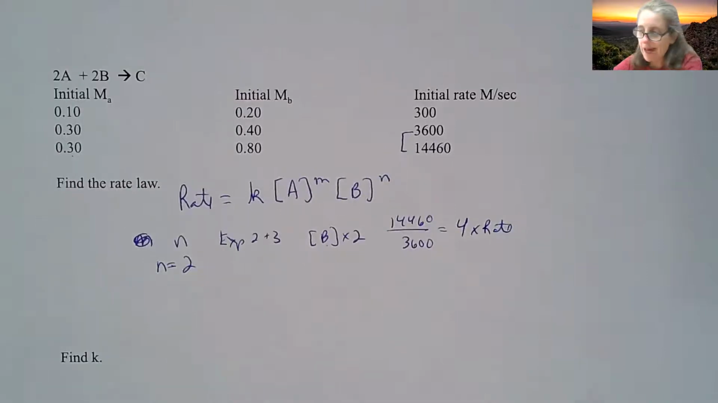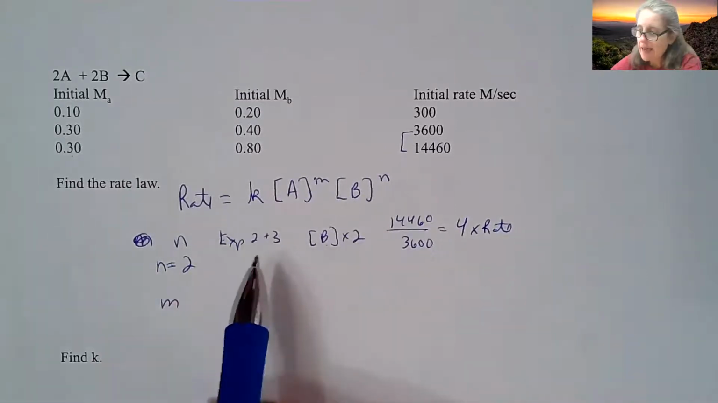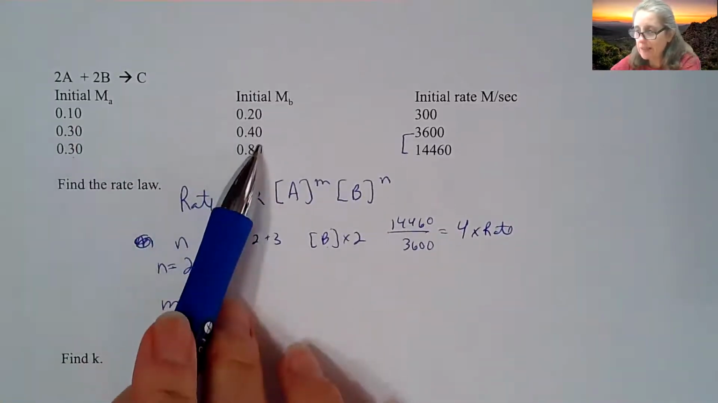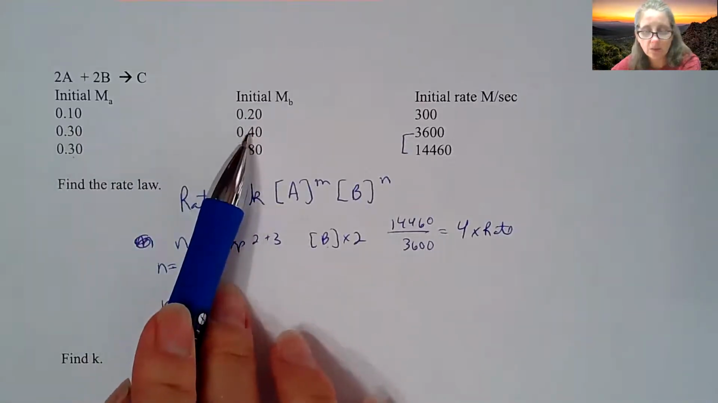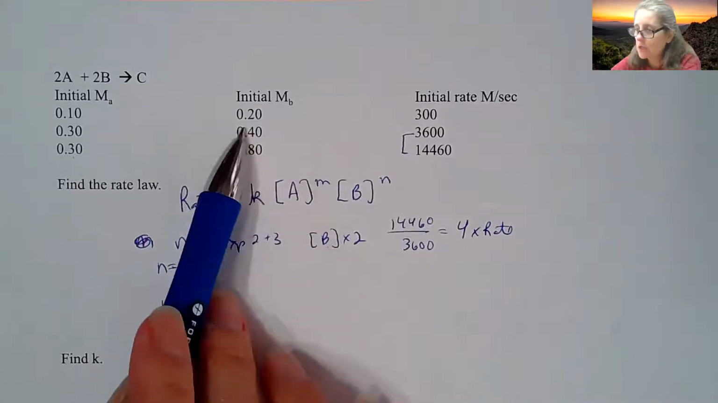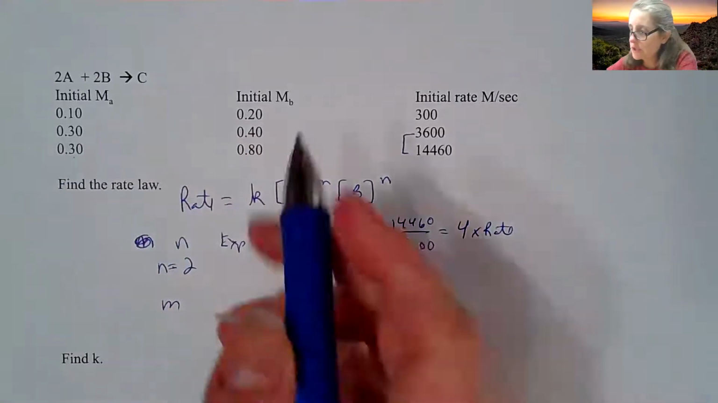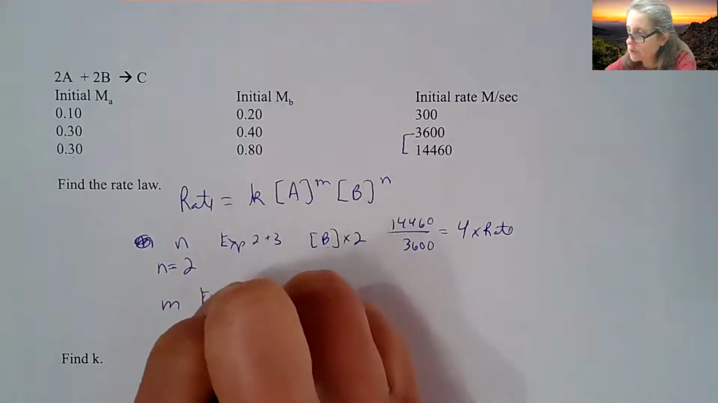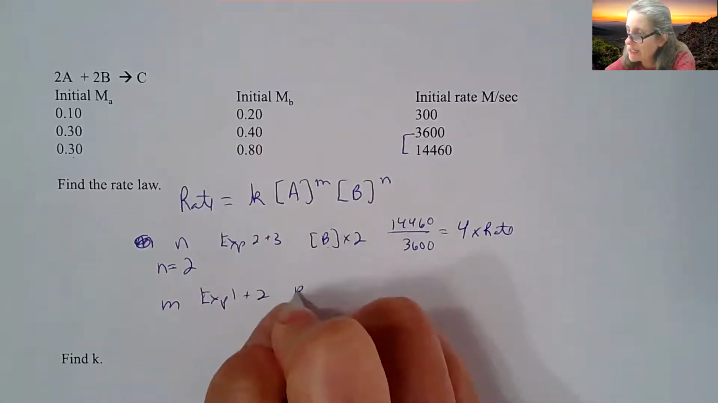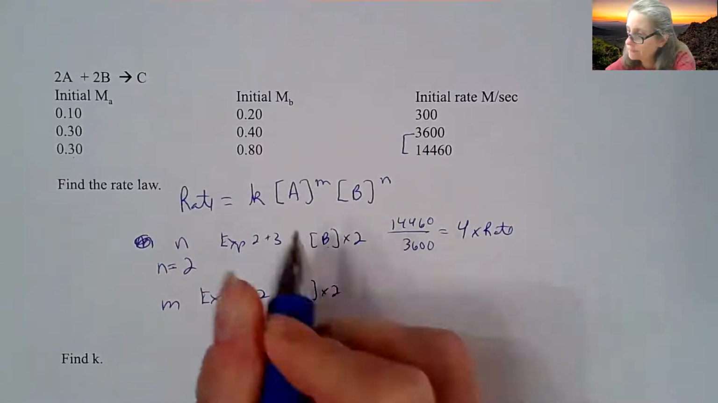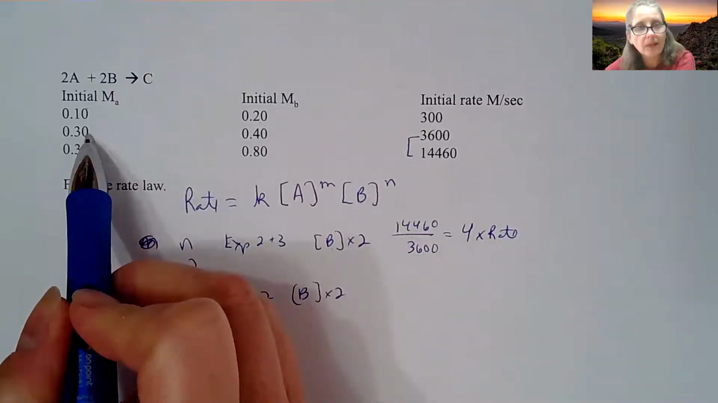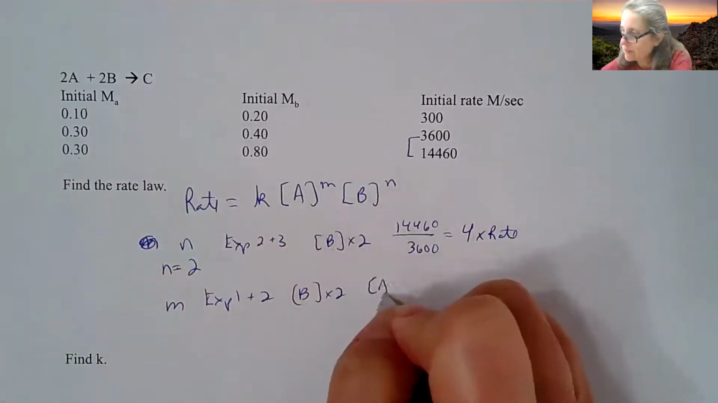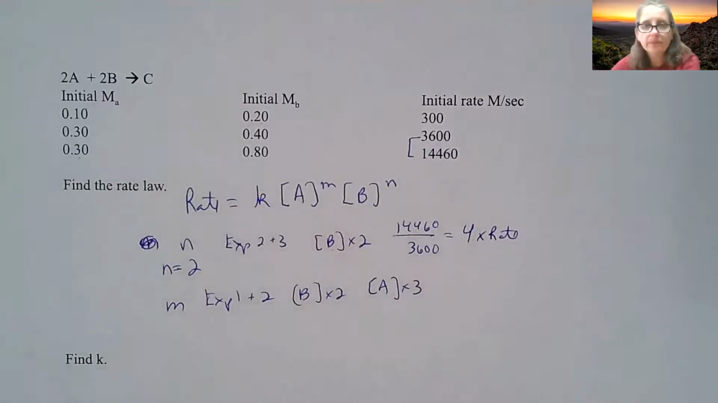So now going back to M, okay? Now that I know what is happening to B, I could look at the first two experiments and also consider what's happening to B here. So realize that in experiment 1 and 2, my B is doubling. It's going from 0.2 to 0.4, and my A is going from 0.1 to 0.3. So A is going up by a factor of 3, okay?